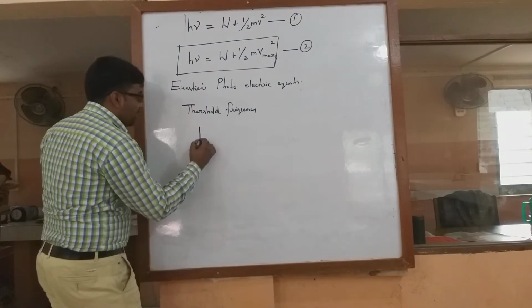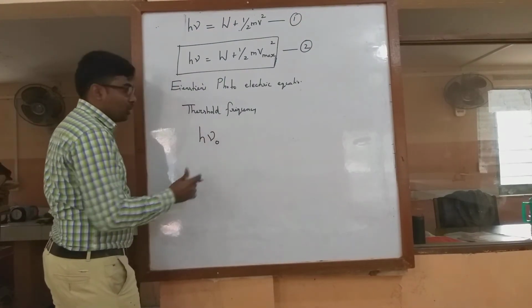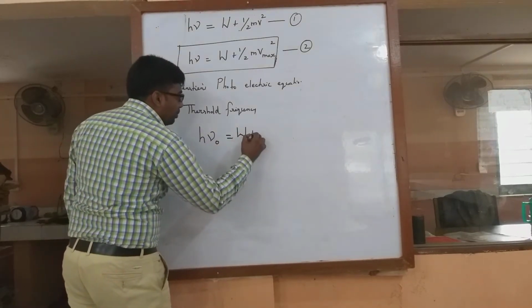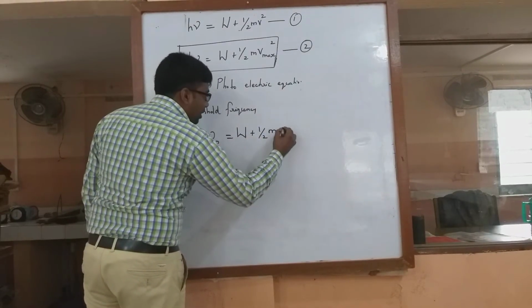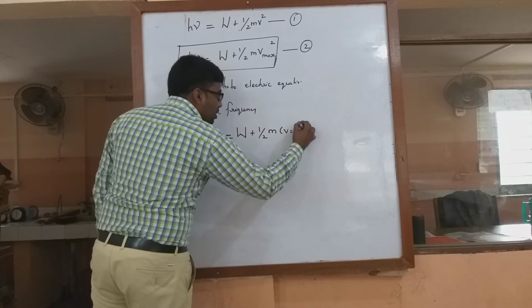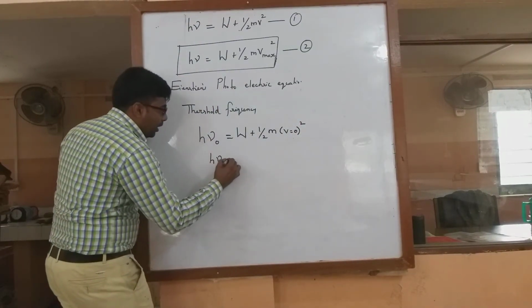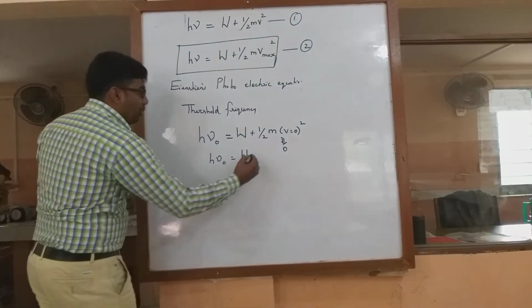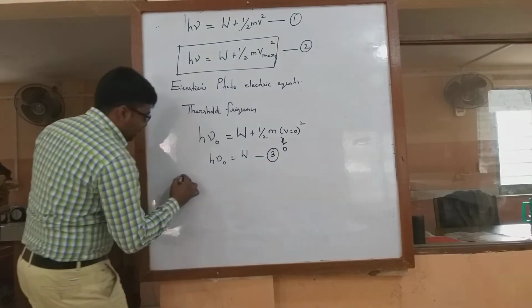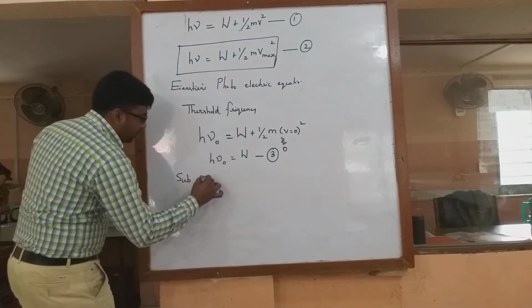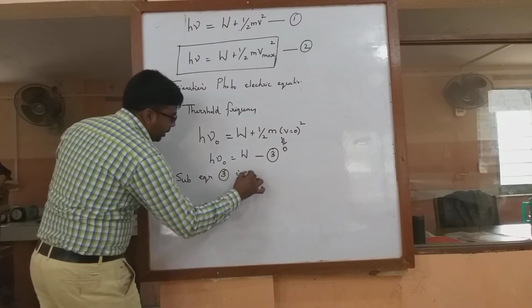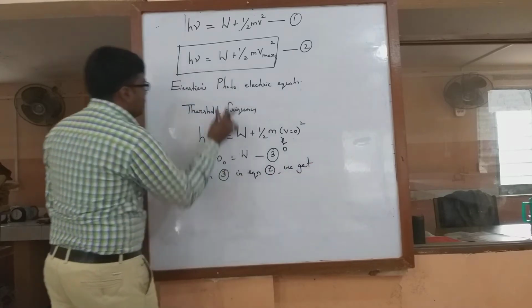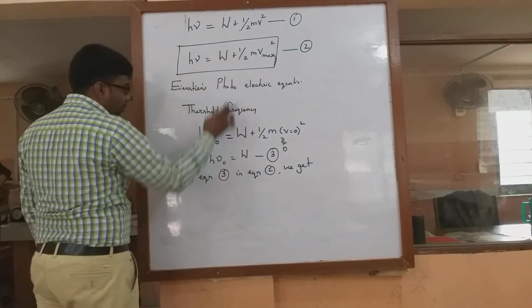Here it is represented by h nu naught. So nu naught represents the threshold, which means the minimum energy will be equal to the work function plus half m v squared, but here the velocity will be equal to 0. So here h nu naught will be equal to W, since this term becomes 0. Now, considering this as equation number 3, substituting equation 3 in equation 2, in the place of W we are going to substitute h nu naught.